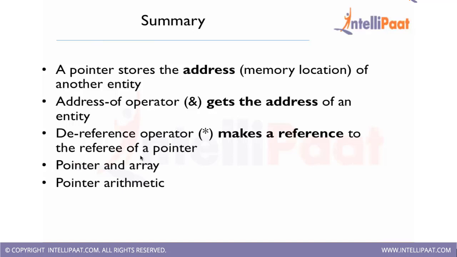Pointer and array: we have touched upon how pointers are linked with arrays. If we have declared an array, say int a of 5, then a is nothing but the pointer to the location from which our array starts. And we have touched upon pointer arithmetic. What operations are possible in pointers? Addition is possible, subtraction is possible, but multiplication and division are not possible in pointers.